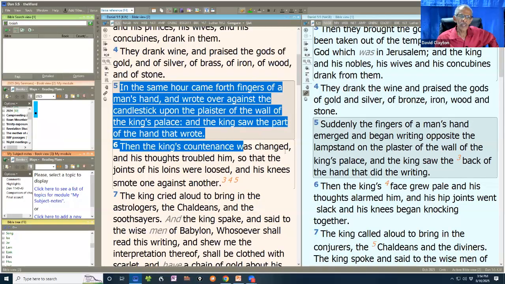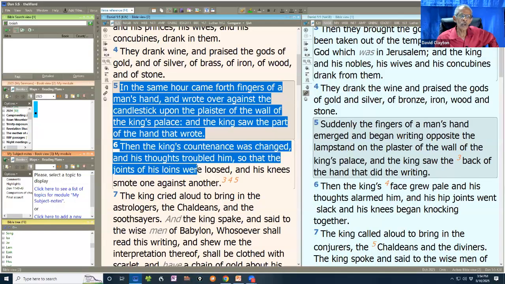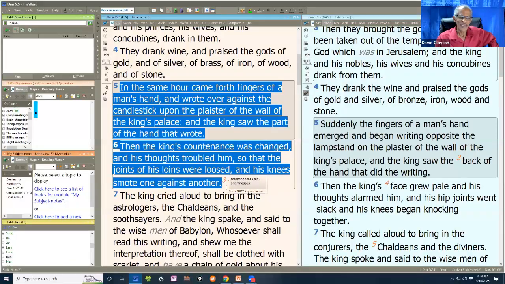Then the king's countenance was changed, and his thoughts troubled him, so that the joints of his loins were loosed, and his knees smote one against another.